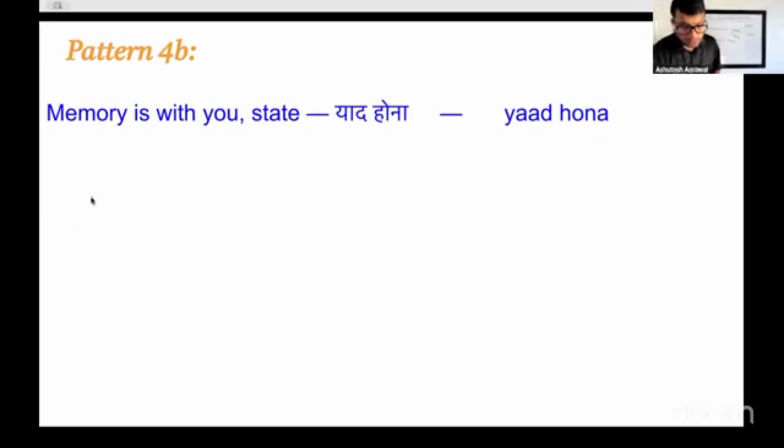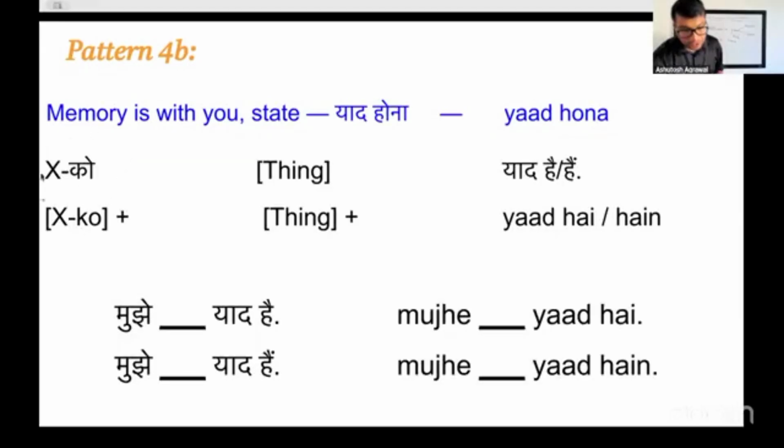Okay, so when you have a memory of something, the pattern here is X ko or pronoun ko. In this case, if I'm using it with main as a subject, I will say main plus ko, which is mujhe or mujhko, something याद है. Okay, मुझे याद है. If you are just simply saying oh I remember, you say मुझे याद है.